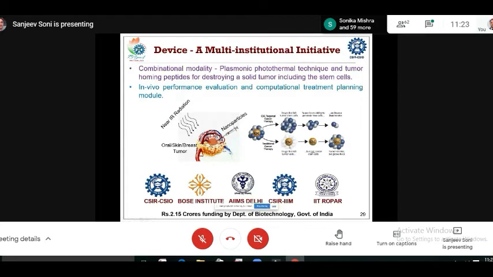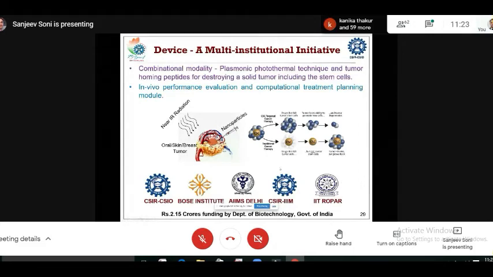Because you people might have heard about this recurrence of cancer, which is very common. Nowadays there is a theory that, like the normal healthy stem cells, we have cancer stem cells also, which are responsible for the growth of tumor in the body. So this technique has a potential to destroy the cancer stem cells. So we are conducting this study also.